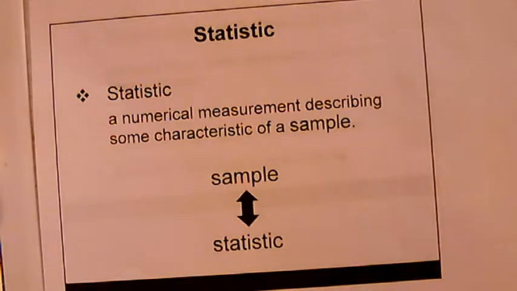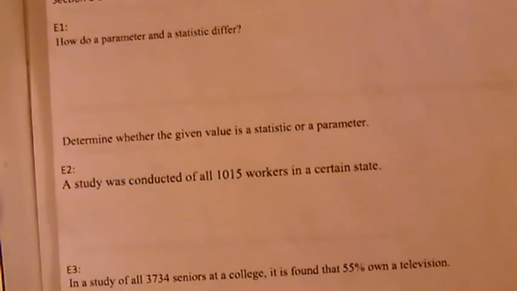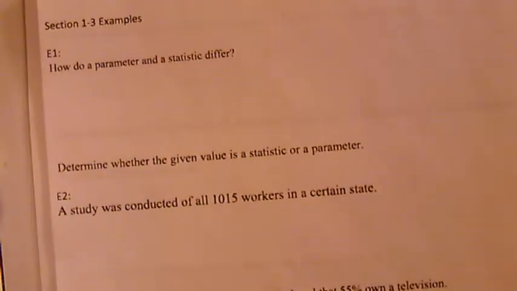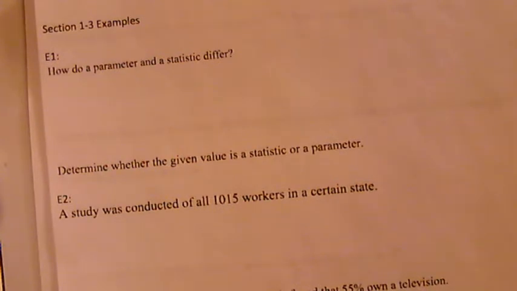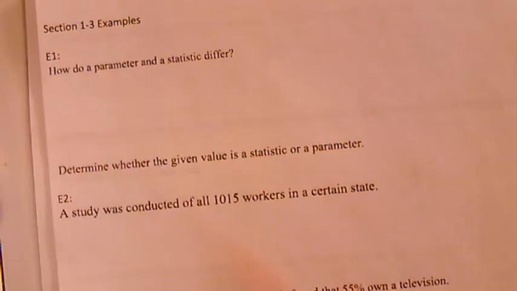In fact, let's look at some examples of situations where we can determine whether a value is a statistic or a parameter. Okay, now how do a parameter and a statistic differ? Already I just got through talking about that. Pretty much a parameter is a numerical measurement of a population.